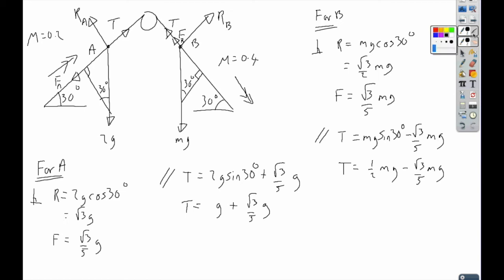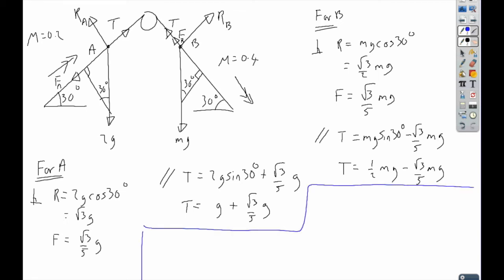I'm going to try and keep it all on the same page. So I'm going to divide up a little section here in a different colour just to make it nice and clear. So I'm going to set them equal to each other. So I'm going to have g plus root 3 over 5 g must be equal to 1/2 mg minus root 3 over 5 mg. And then quite nicely the g's are all going to cancel each other out, which is absolutely lovely, isn't it?